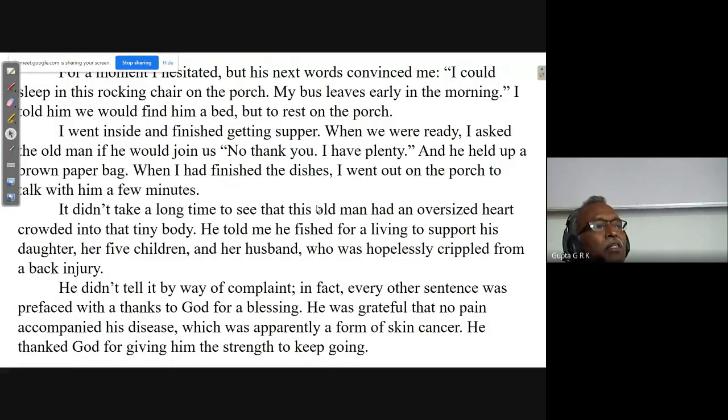It didn't take a long time to see that this old man had an oversized heart crowded into that tiny body. He told me he fished for a living to support his daughter, her 5 children, and her husband, who was hopelessly crippled from a back injury. He didn't tell it by way of complaint. In fact, every other sentence was prefaced with thanks to God for a blessing. He was grateful that no pain accompanied his disease, which was apparently a form of skin cancer. He thanked God for giving him the strength to keep going.